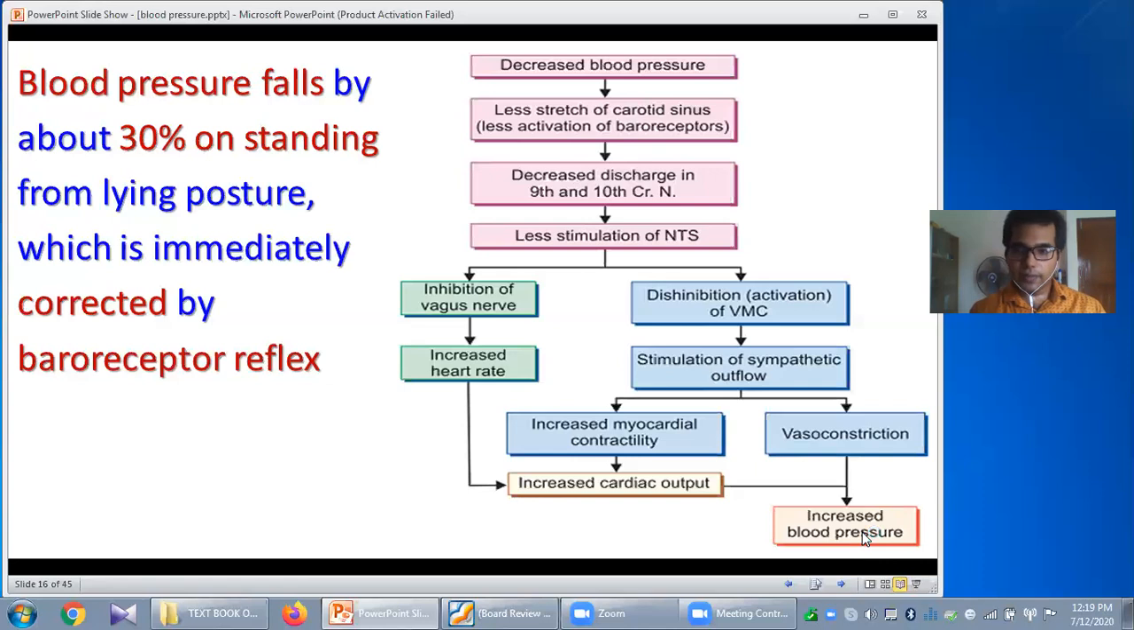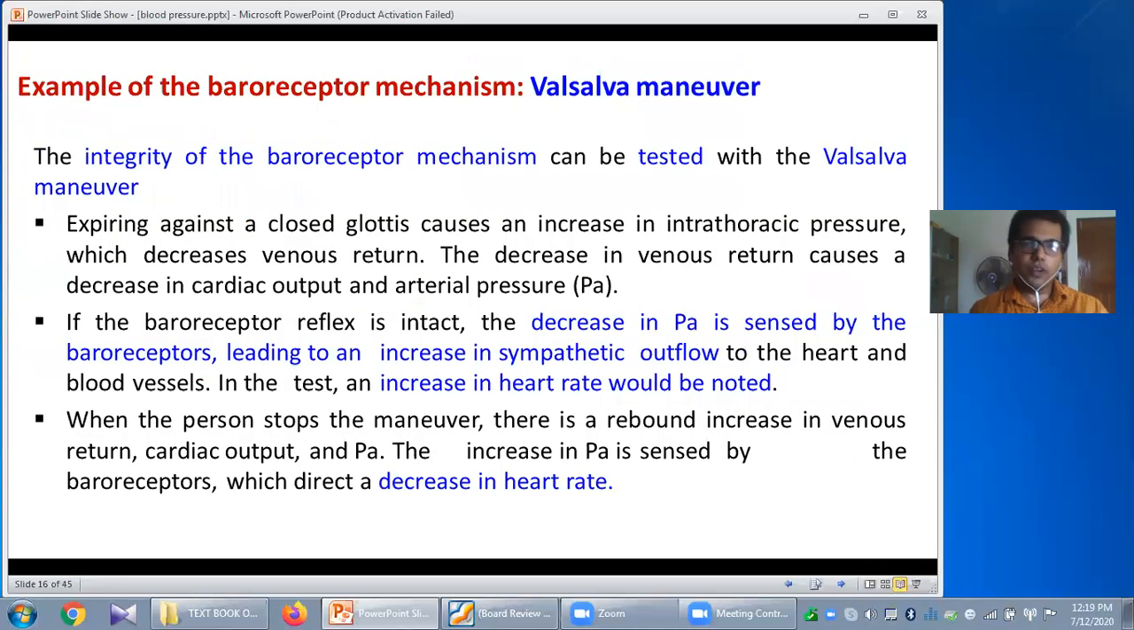Is it clear? That means the baroreceptor feedback mechanism operates in both directions. It can oppose the elevation, and it also can oppose the fall of blood pressure. That is why it is called a pressure buffer system. So now, an example of the baroreceptor mechanism is the Valsalva maneuver. The integrity of the baroreceptor mechanism can be tested with the Valsalva maneuver.